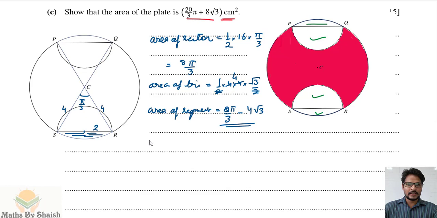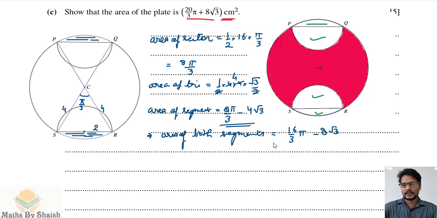So for the total, the area of segment, we have to subtract this as well, so it becomes twice of it. So area of both segments is going to be 16 by 3 pi minus 8 root 3. This is the area of segments, and then we'll find the area of semicircle, and we can see there are two semicircles, so it forms a circle.